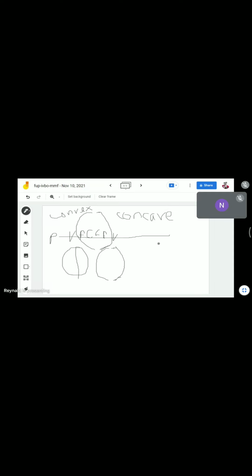So, yan yung parts ng ating ray tracing diagram, or the parts kung saan pwede nating matrace yung ating image sa bawat mirror. Okay? So we have the principal axis, the vertex, the focus, and the center of curvature. Malinaw na?